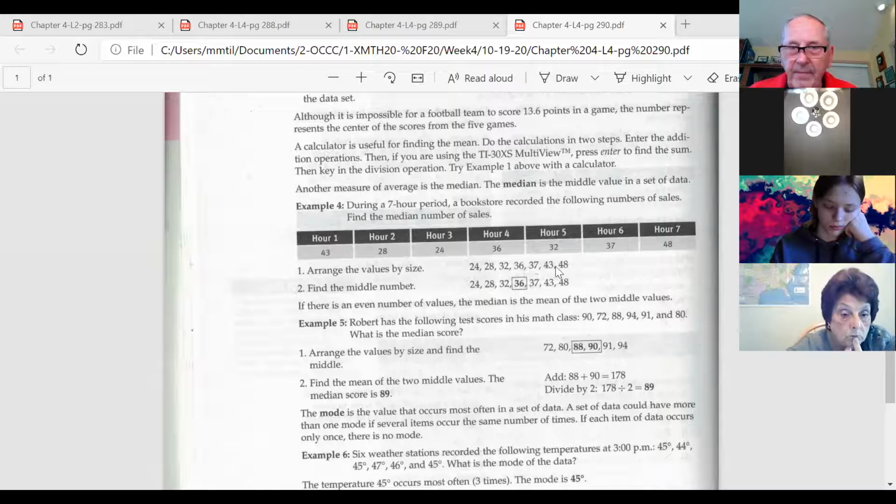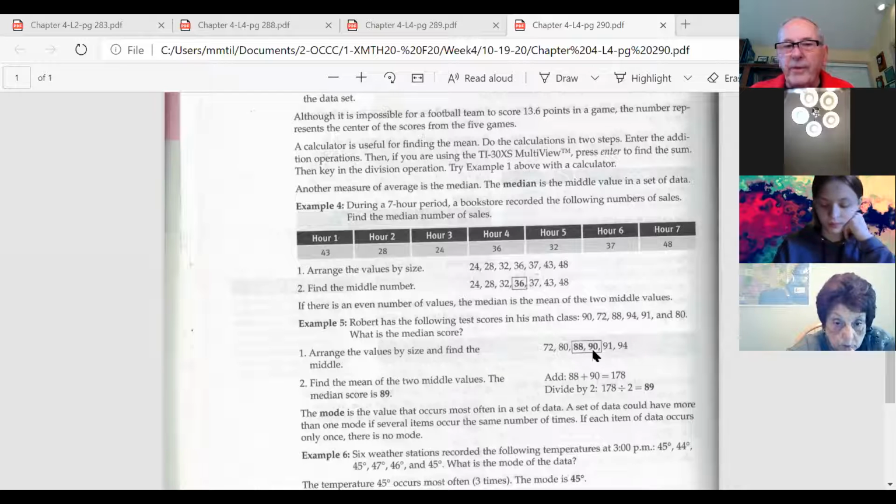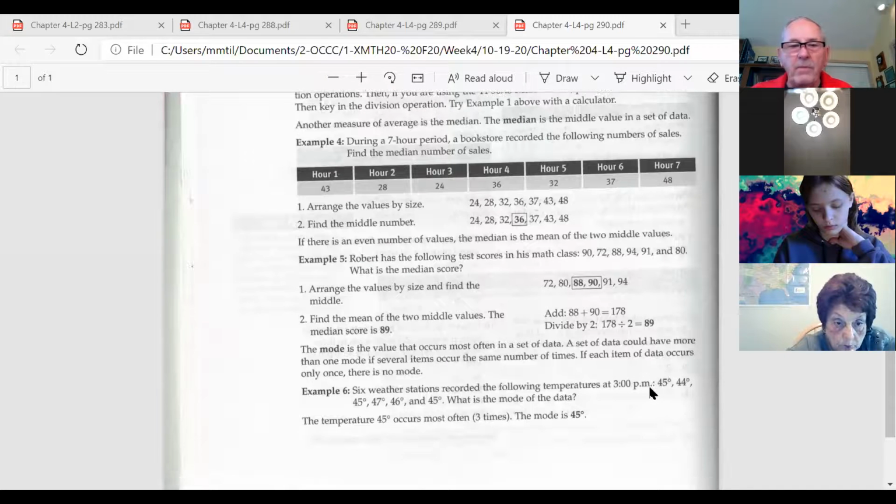Does that make sense? If it's an odd number, it's really simple: you just find the middle point. If it's even, you've got to split the difference between the two middle points. And that's what they're doing down here, where you've got data points 72, 80, 80, 88, 89, 90. So you've got 6 data points. You look at point 3 and point 4, and you take the average, and that becomes 89. That's what they've done here. Make sense?